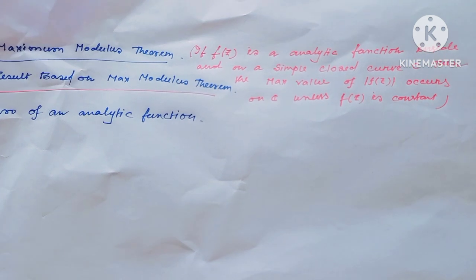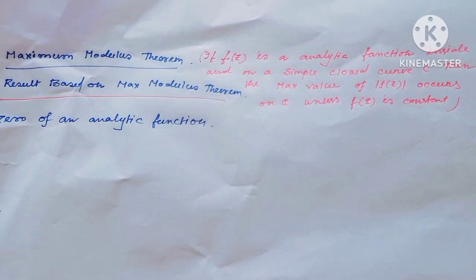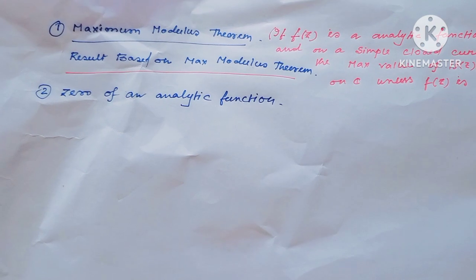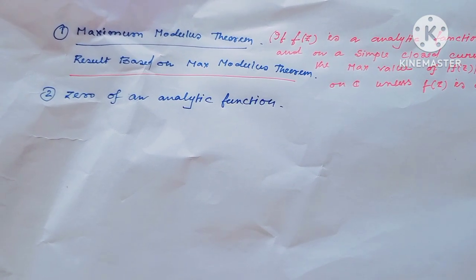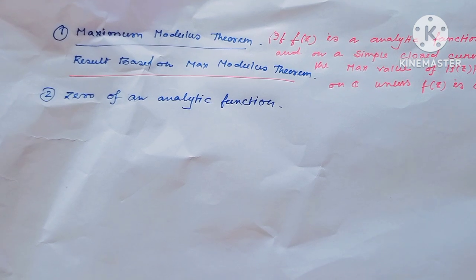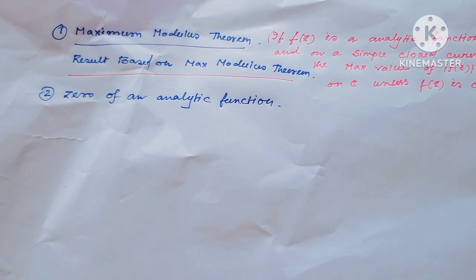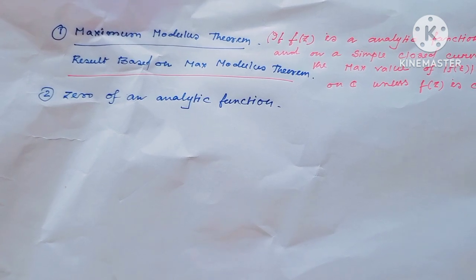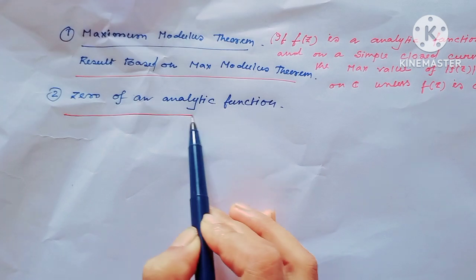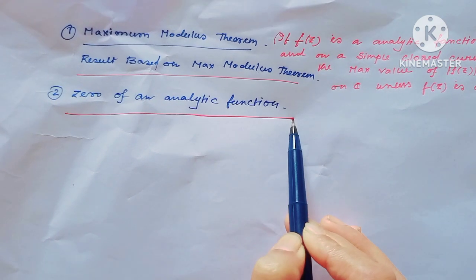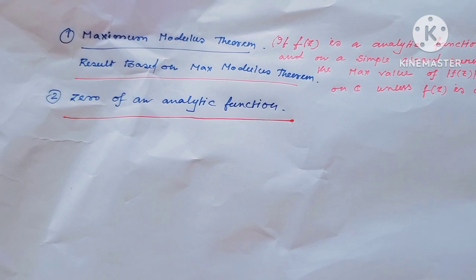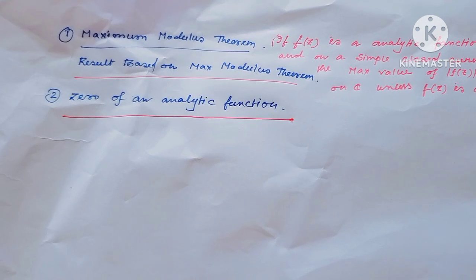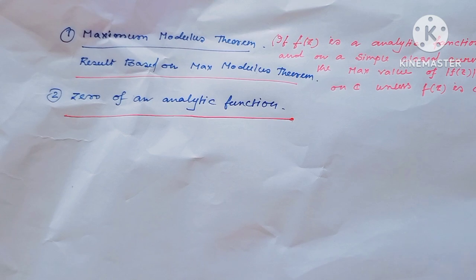In my previous video, I had seen this theorem elaborately. Today, I will first see two results based on the maximum modulus theorem. Then I will see the actual goal of this lecture, which is the zeros of an analytic function. I will see what the zeros of an analytic function are. Briefly, this is the goal of today's lecture.